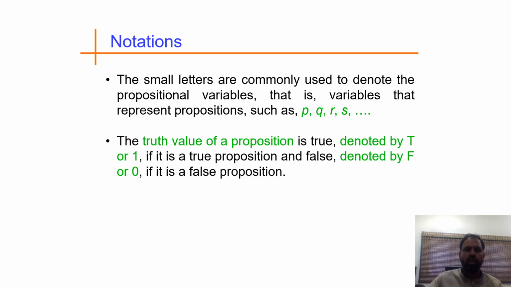Notations. These are the notations commonly used to denote propositional variables, that is variables that represent propositions, such as P, Q, R, S. The truth value of a proposition is true, denoted by the capital letter T, or 1 if it is a true proposition, and false, denoted by F, or 0 if it is a false proposition. These letters will be capitals.